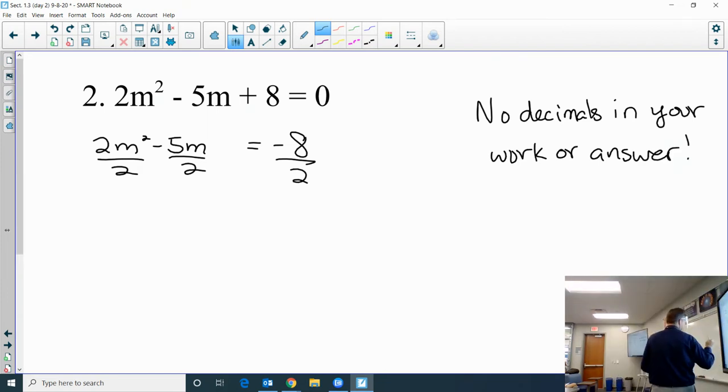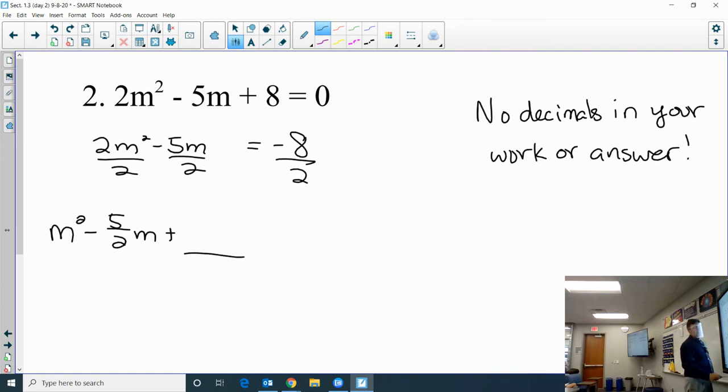Okay, so that gives me m squared minus 5/2 m plus, I'm going to leave a blank here, equals, well, negative 8 divided by 2 is negative 4. That reduces to a whole number, so that's fine. Don't leave it as negative 8 over 2. It reduces. But 5/2, do not put 2.5.